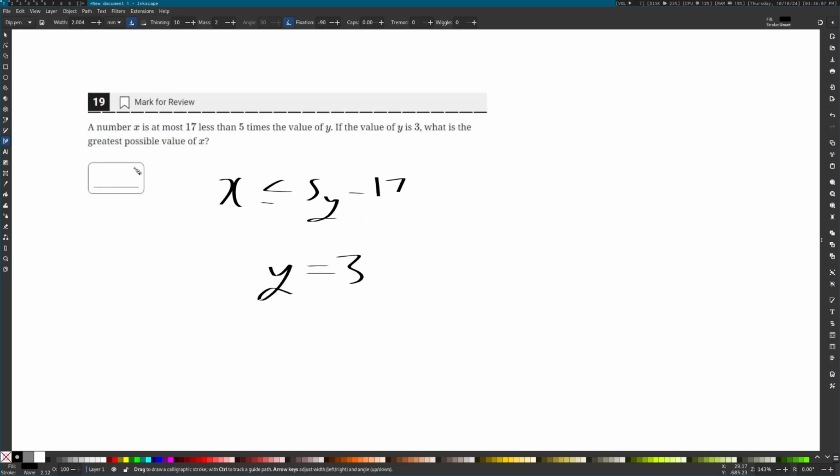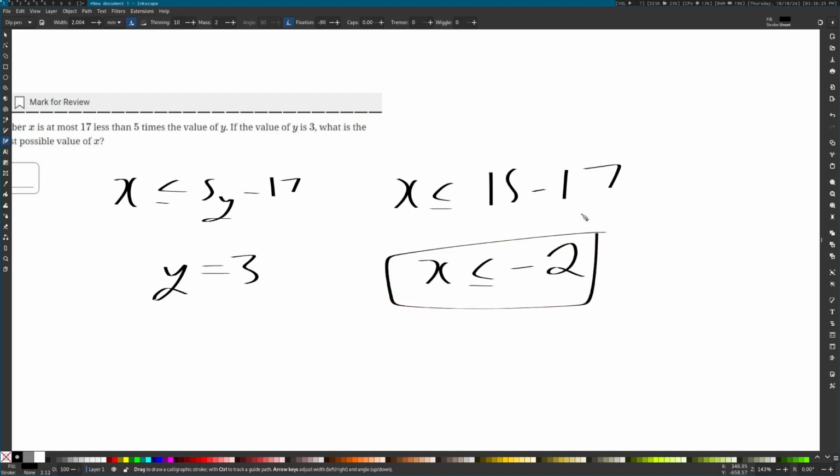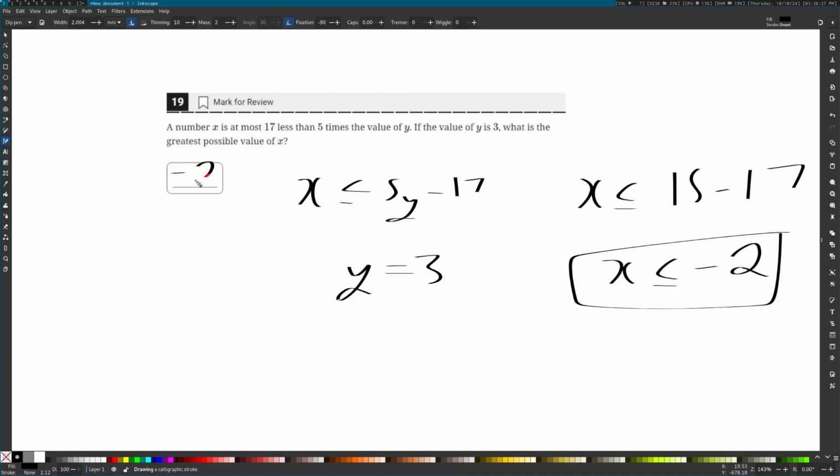And to find the maximum value of x, we just plug this in. So x is less than or equal to 5 times 3, which is 15, minus 17. And we get x is less than or equal to negative 2. That's our answer. Put this here, negative 2.